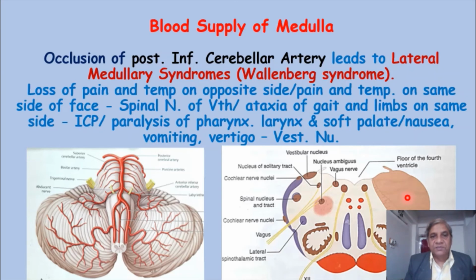Then there may be nausea, vomiting and vertigo. Why will nausea, vomiting and vertigo take place? Because the vestibular nucleus is also under the lesion on that side. So there will be nausea, vomiting and vertigo because of the vestibular nuclear lesion. So these are the many lesions which take place due to occlusion or hemorrhage of the medulla.